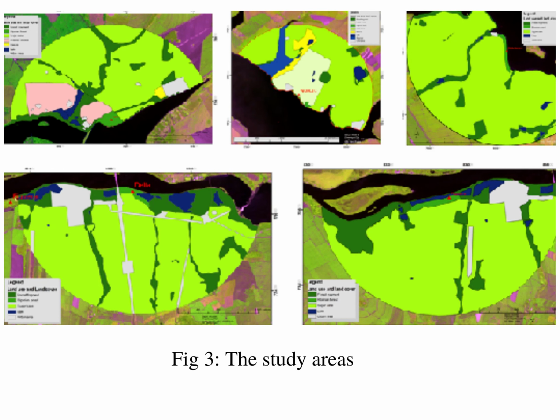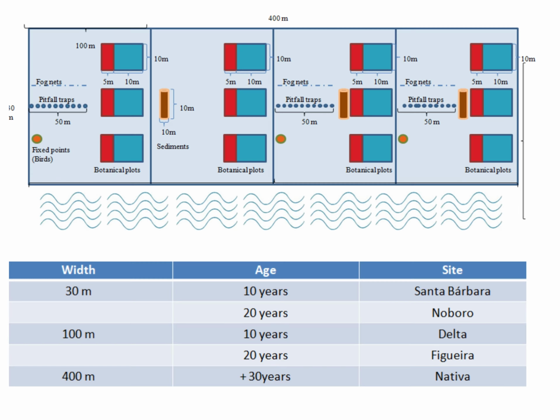And these are the study areas consisting of Nativa, Noboro, Santa Barbara, Delta, and Figueira. Each of them consists of some forest landscape indices that are found in the areas, such as the forest fragments, riparian forest, sugarcane, lakes, urban area, the savanna, the pasture, and the reservoir. Nativa is the one with the most forest fragments, then Noboro, and then the other three areas.